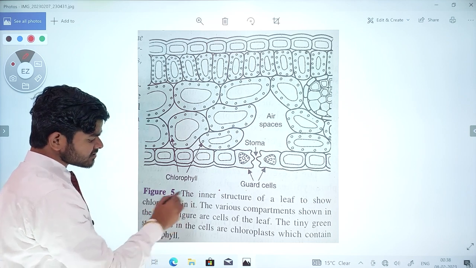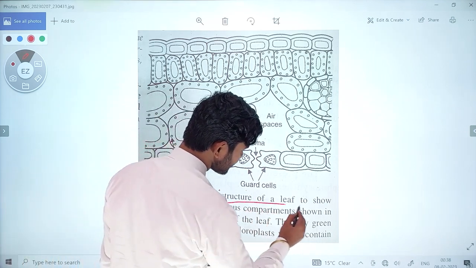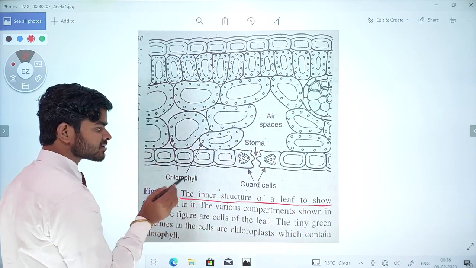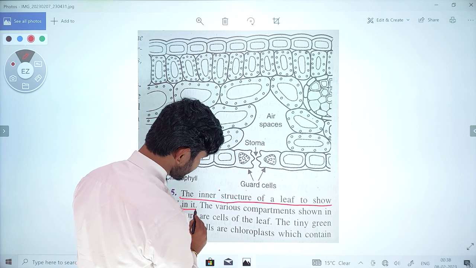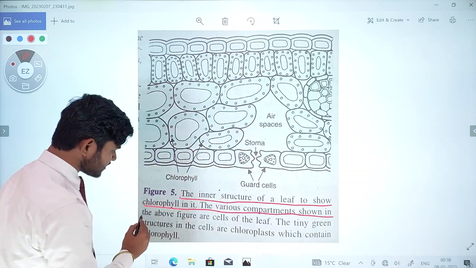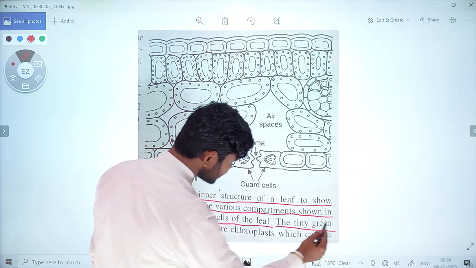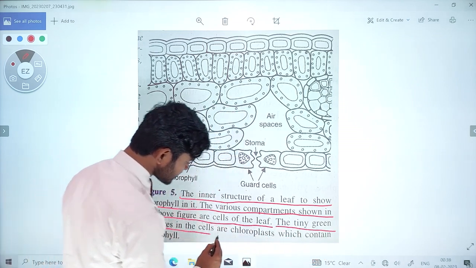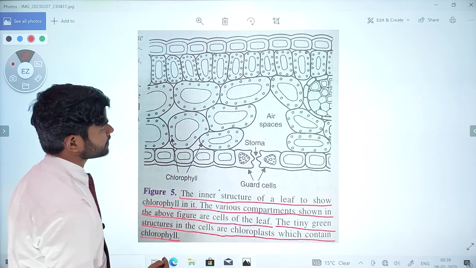This is the detail about the figure. This is the inner structure of a leaf. For what purpose? To show chlorophyll in it. The various compartments shown in the above figure are the cells of a leaf. The tiny green structures in the cells are the chloroplasts which contain chlorophyll.